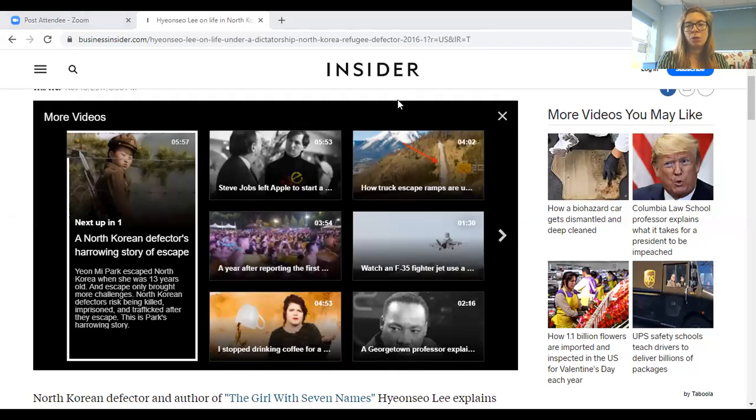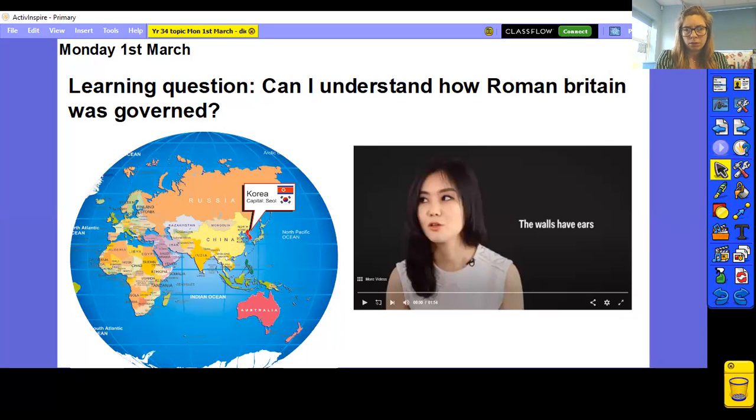Okay, so there was lots of really interesting ideas in there, and really quite difficult to hear some of that. So she was talking about how it feels like living in prison, and also that there are public executions. So that means people are actually killed for breaking laws, and they're killed in public. So they would be taken out into the public and be killed, so that they're setting an example from those people.